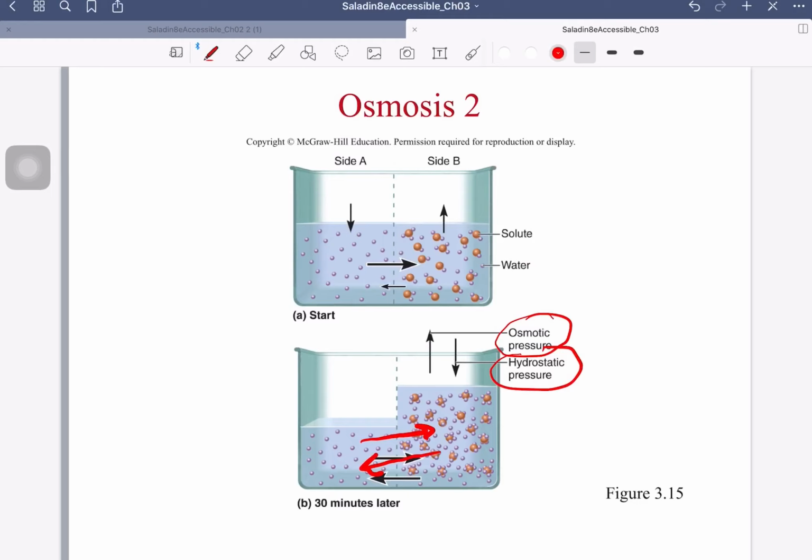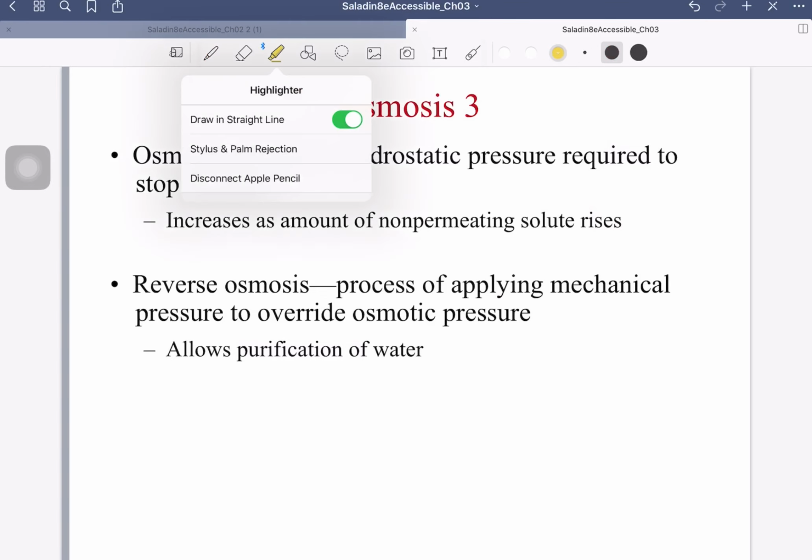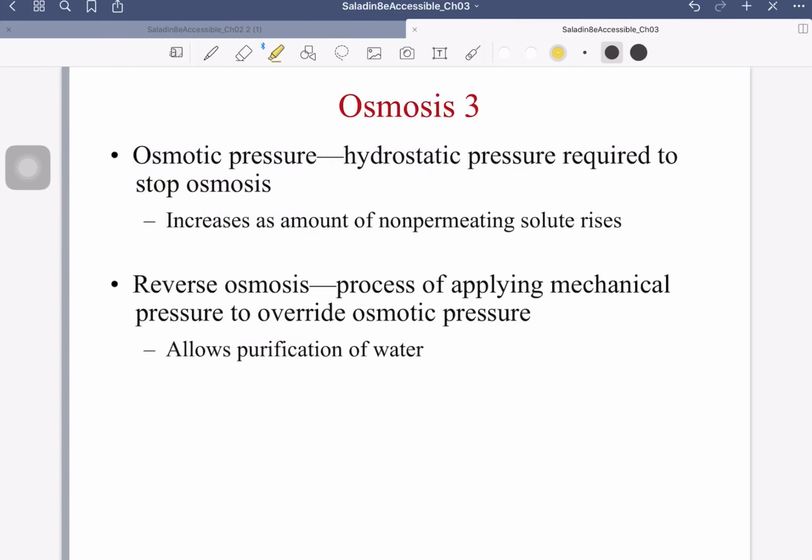And remember, one of the key features of this is that we're talking about flow of water. It's not the solute, it's the flow of the water through a semi-permeable membrane. Now, we can put some definitions to a couple of those terms. Osmotic pressure is the hydrostatic pressure required to stop osmosis. That's one way you can define it.